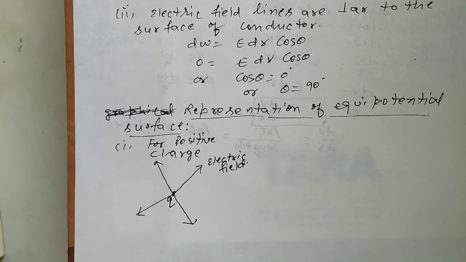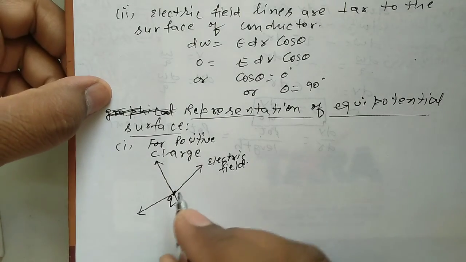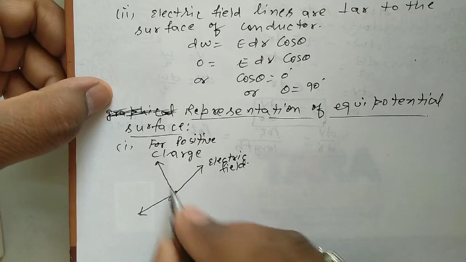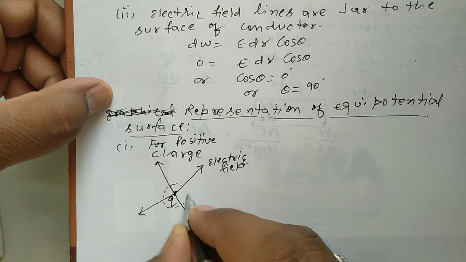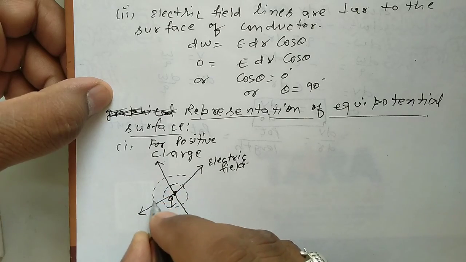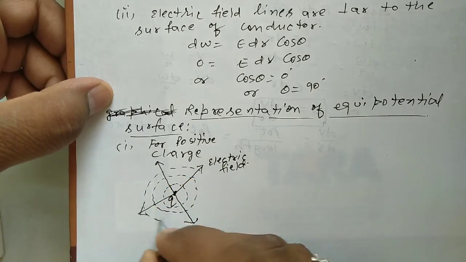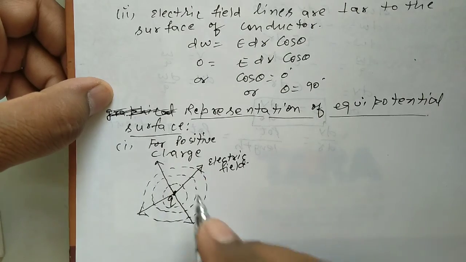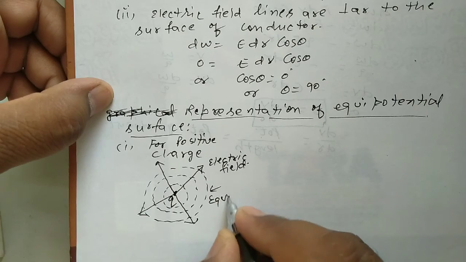Now the representation of equipotential surfaces. For a positive charge, the electric field line is outward. Concentric circles are the equipotential surfaces.